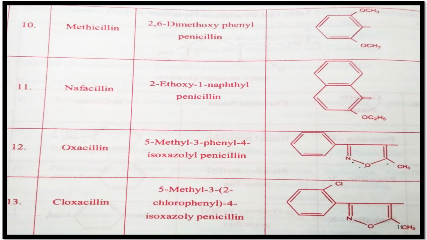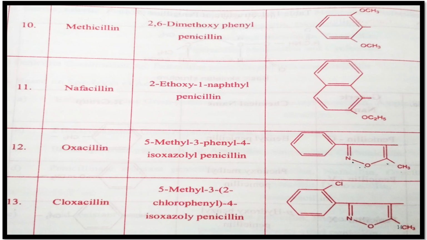So a naphthalene ring, and at the second position of this naphthalene ring, an ethoxy group, OC2H5 group, is present, and the first position of the naphthyl group is attached to the acyl amino side chain. Next we have oxacillin. The chemical name is 5-methyl 3-phenyl 4-isoxazolyl penicillin. So isoxazole nucleus is present in oxacillin.